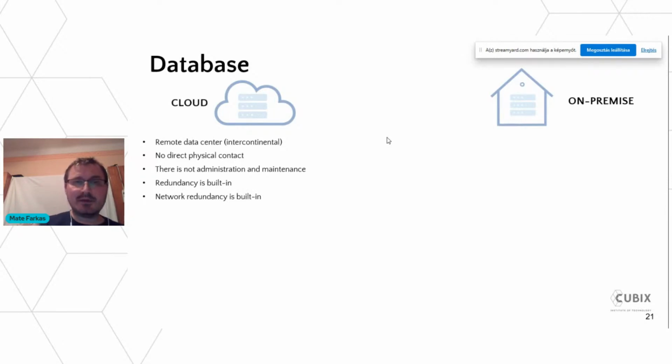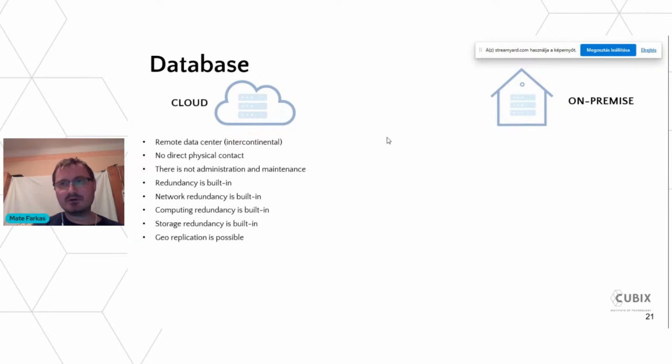The redundancy is automatically built into these systems. So if there is a catastrophe or any disaster at the data center, then another data center can automatically take over the work and we can continue our business. Network and computing redundancy is also built in, and storage, of course. And it's possible to build up geo-replication in a very easy way. So for example, if I want to replicate the data to another part or another end of the world, for example from Europe to the United States, then it can be achieved by some simple clicks.